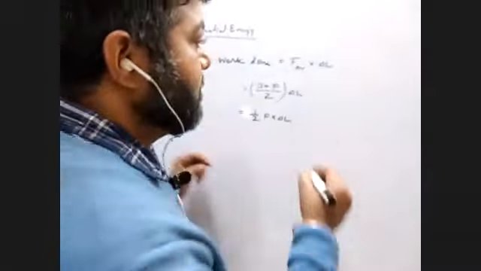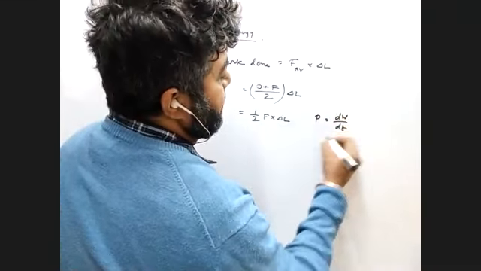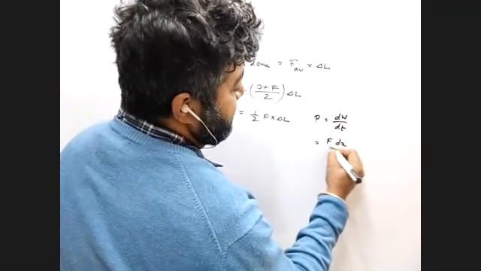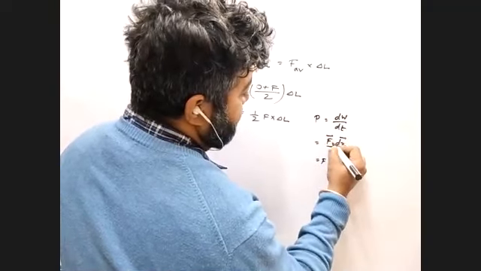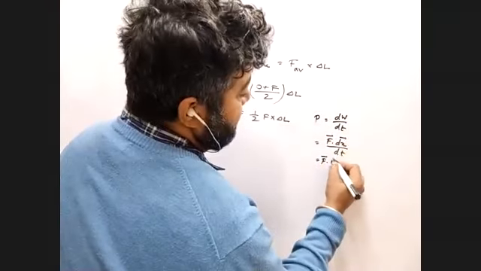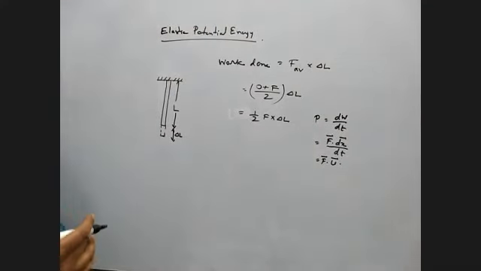Because the power is work done by time. So work done is force into displacement by time. So force, you can write the dot product also. dx by dt is the velocity. And the velocity is variable.